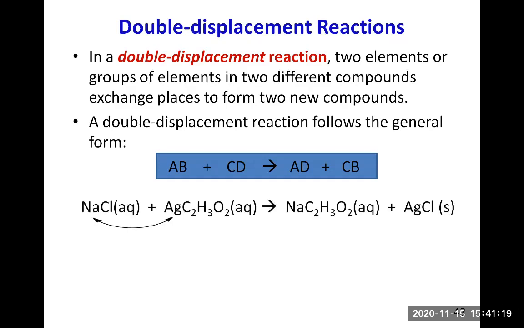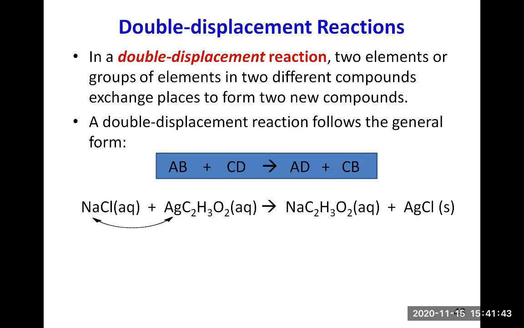Example: NaCl, an aqueous solution, plus AgC2H3O2, another aqueous solution, make NaC2H3O2 plus AgCl solid. Notice how C2H3O2 is the acetate ion, and so we have silver acetate and sodium chloride.